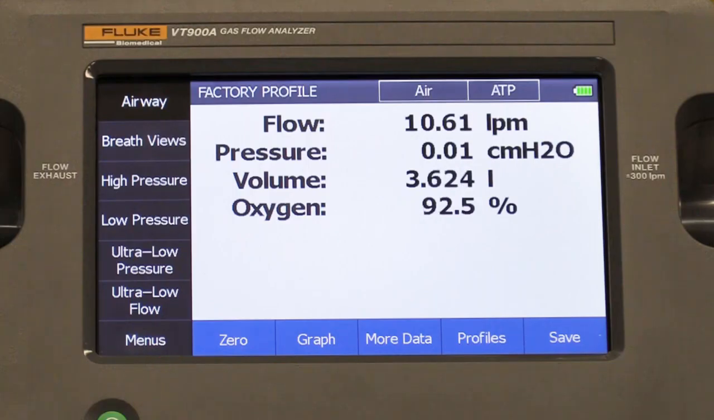You can also use the ultra-low pressure or ultra-low flow ports on the VT900A to verify the function of your respiratory gas monitor, depending on how the system is set up. Once oxygen concentration and flow have been verified to be within acceptable limits, test setup is complete and we are ready to commence performance testing the anesthesia delivery system.